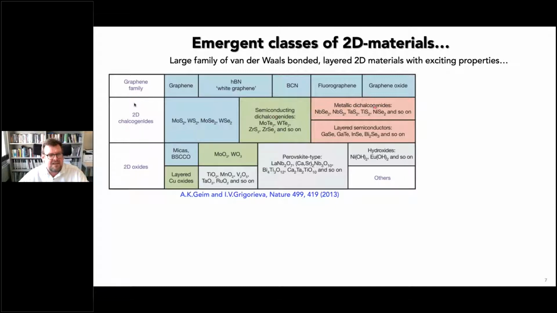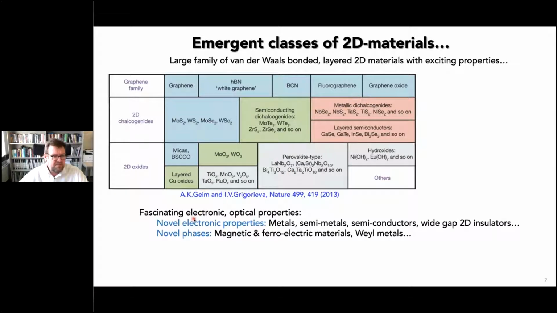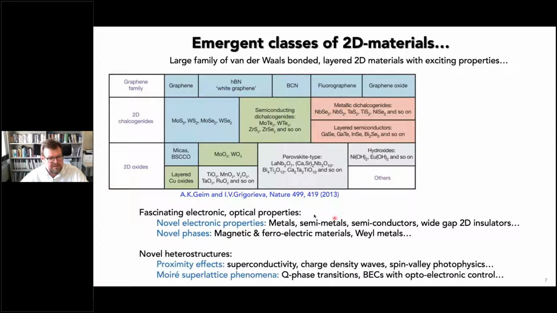So the picture I wanted to give you at the beginning of my talk is that there's an insanely large family of these materials, and if you look in this beautiful review from Andre Geim, you can find out that they have very many interesting electronic properties. Some of them are metals, some of them are semiconductors, some of them are wide bandgap insulators, some of them are even semi-metals, but they also have novel topological phases. They can have magnetic ordering, they can also be Weyl metals or topological insulators. So there's lots of interesting condensed matter physics to see in these materials.